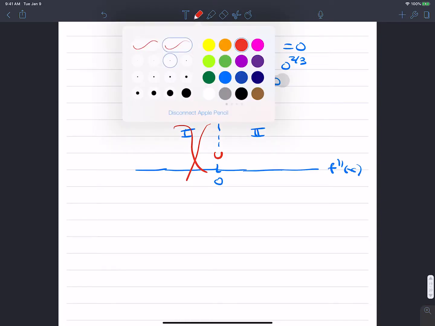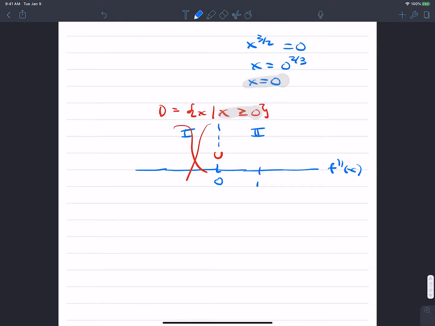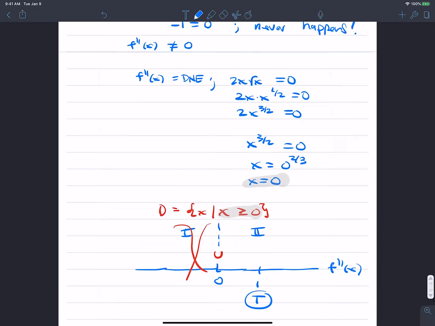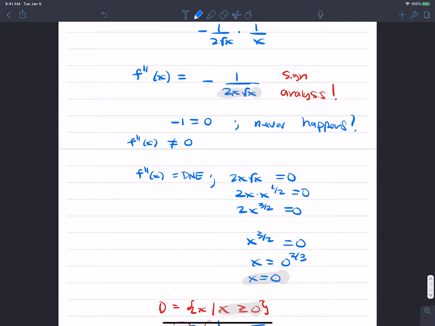So I just need a single test point. I can use 1 as a test point. And that's for the second derivative again. So you got to go back over here for the second derivative. And for an input value, we get to plug in what? 1 here.